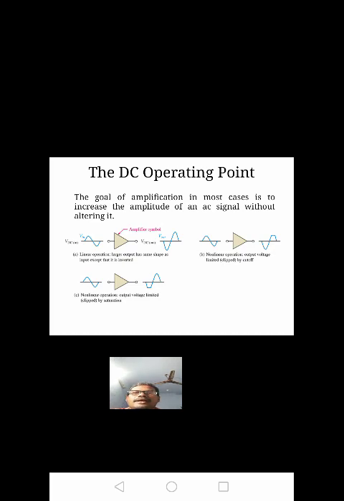The DC operating point. The goal of amplification in most cases is to increase the amplitude of an AC signal without altering it. We have to strengthen the signal, and our goal is to increase the amplitude. Amplitude means the size of the signal will be increased without altering it.